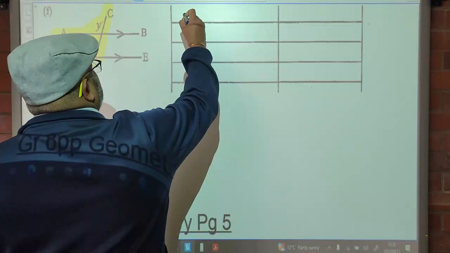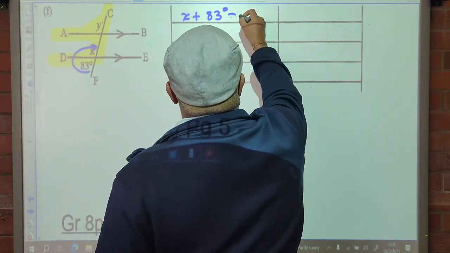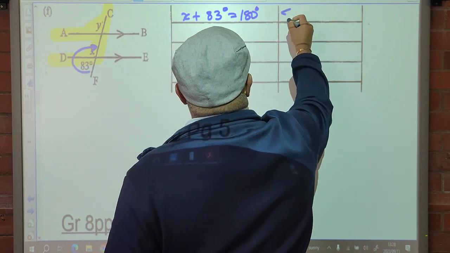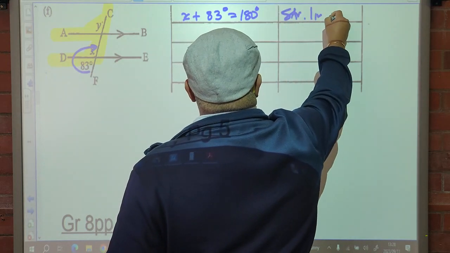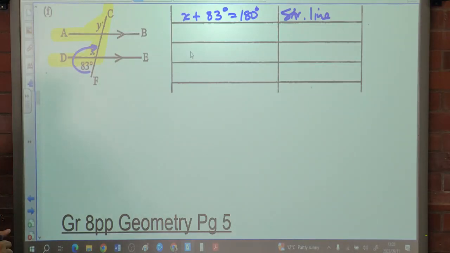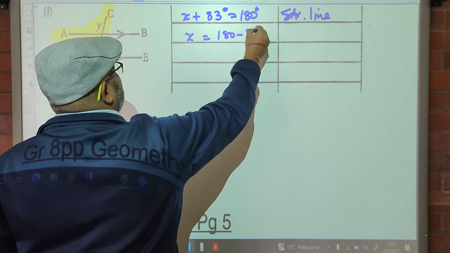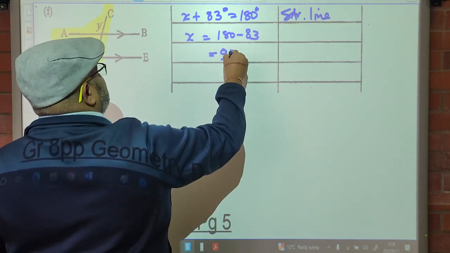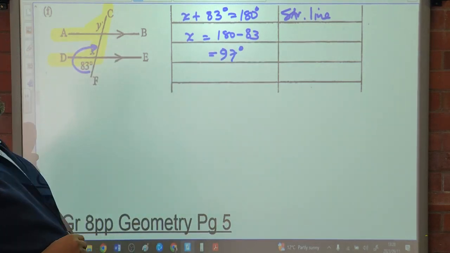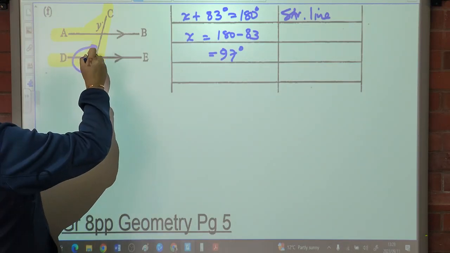X. So we say x plus 83 degrees equals 180. Why? It's a straight line. Angles on a straight line. Okay? So x is equal to 180 minus 83, which is 97 degrees. Okay? Because x is 97.